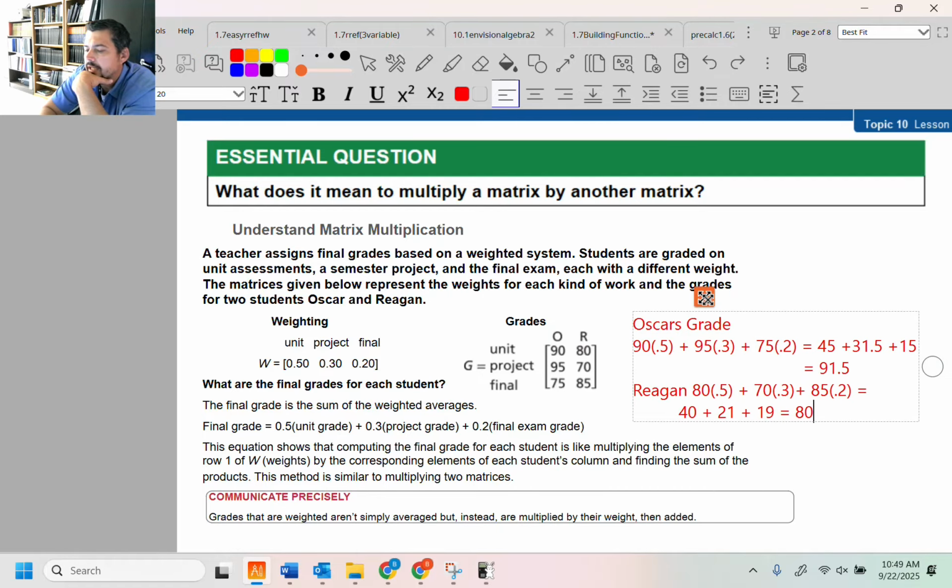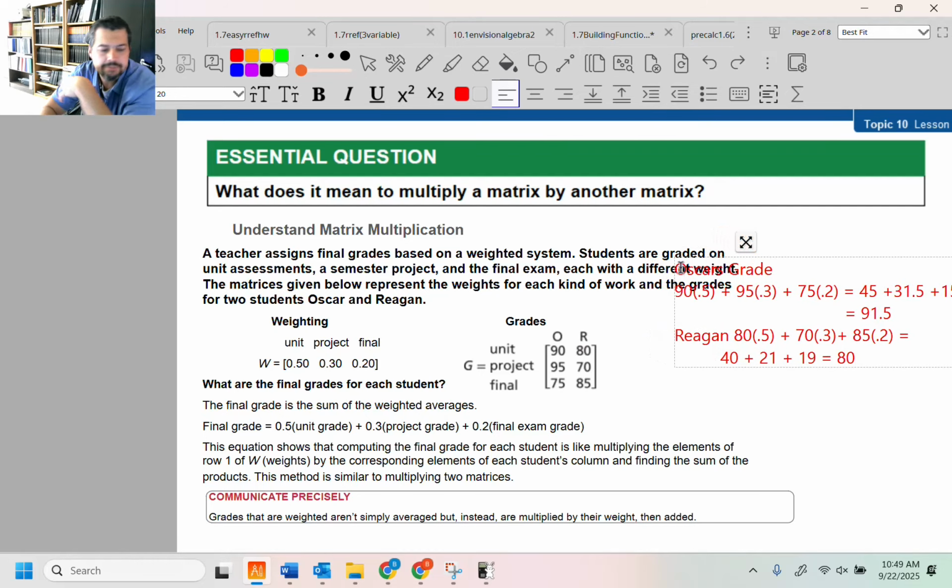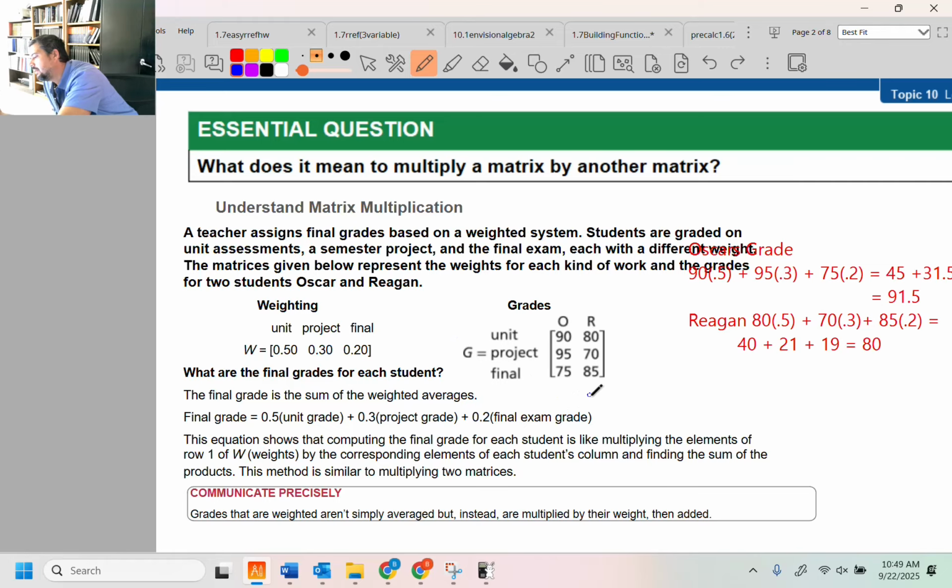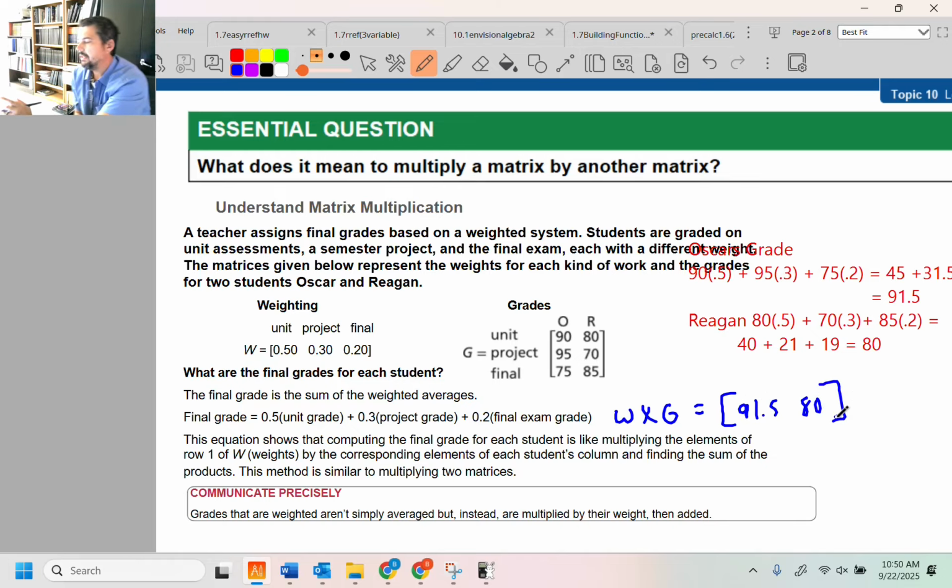Now, if I was to actually multiply those two together, I would simply have a matrix over here. When I do this one, W times G, I would have a matrix that contains only two elements, a 91.5 and an 80. So something happened behind the scenes here. We took a 1 by 3 and we multiplied it by a 3 by 2. We kept the outside dimensions. We have one row and two columns.